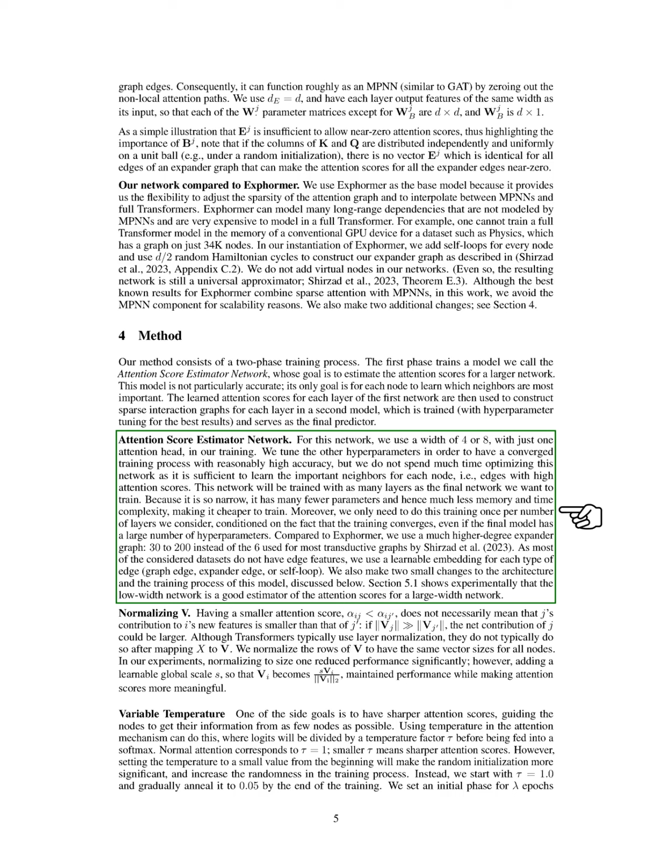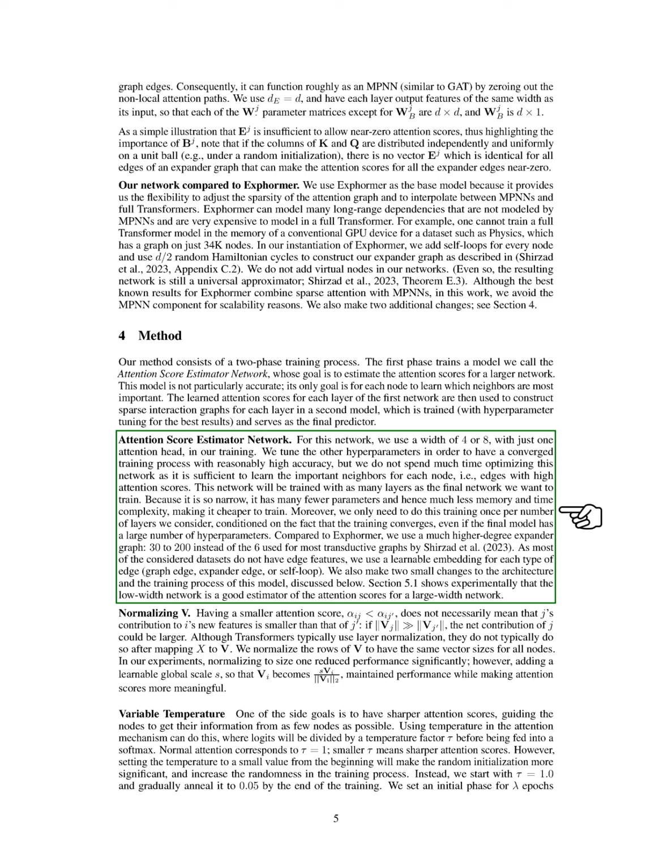For the attention score estimator network, we use a width of either 4 or 8 and only one attention head during training. We adjust other hyperparameters to ensure the training process converges with reasonable accuracy, but we don't focus too much on optimizing this network since it only needs to identify important neighbors or edges with high attention scores. This network is trained with the same number of layers as the final model we aim to develop.